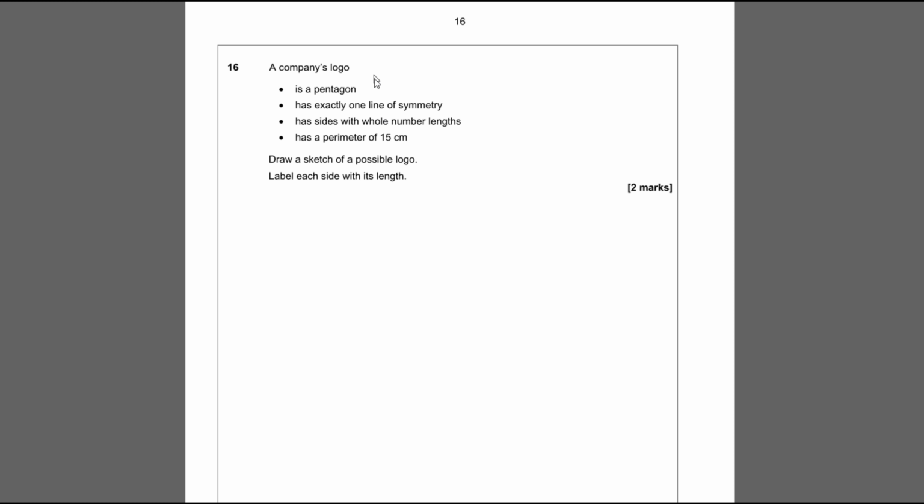We got some information here. It's a pentagon, has exactly one line of symmetry, has sides with whole number lengths, and has a perimeter of 15 centimeters. We have to draw a sketch of a possible logo. Label each side with its length. Okay, first of all, it is a pentagon, so it has 5 sides. A regular pentagon would be like this, more or less.